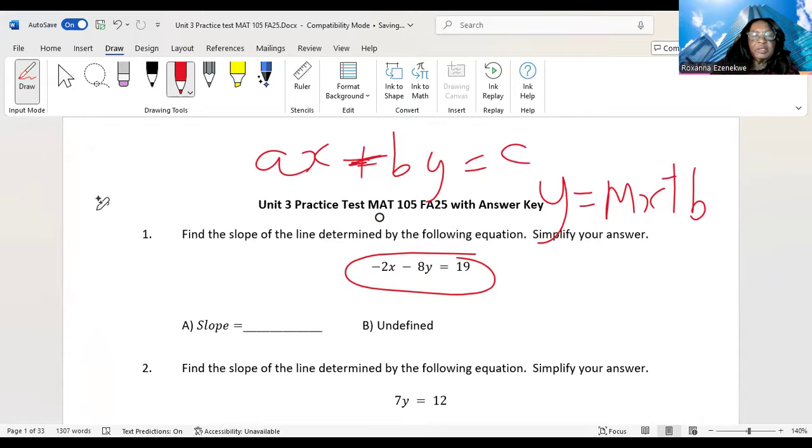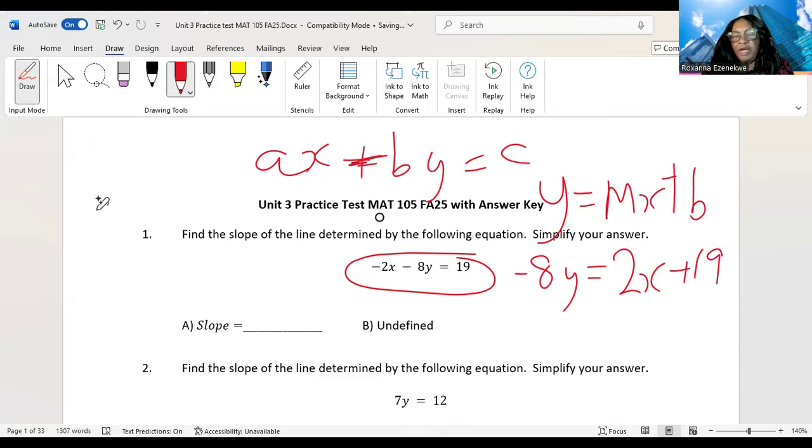Okay, so let's do that. We just have to rewrite. So I'm going to throw negative 2x to the right. So I have negative 8y is equal to, if I move negative 2x to the right, positive 2x, and plus 19, which is already there. And I'm going to divide both sides by negative 8.